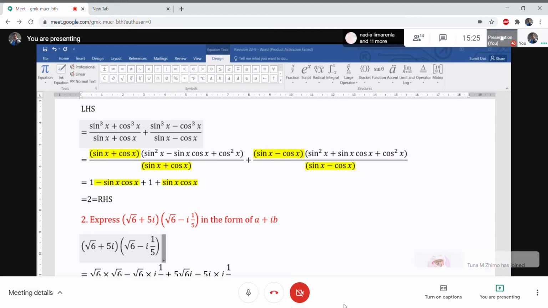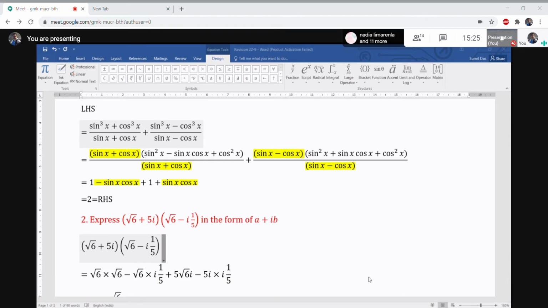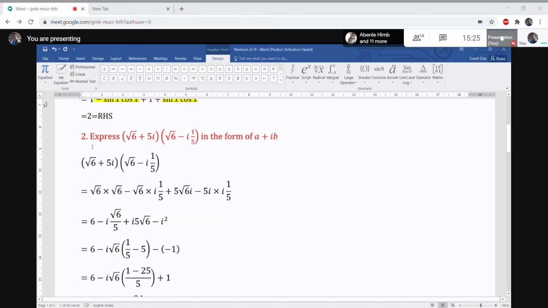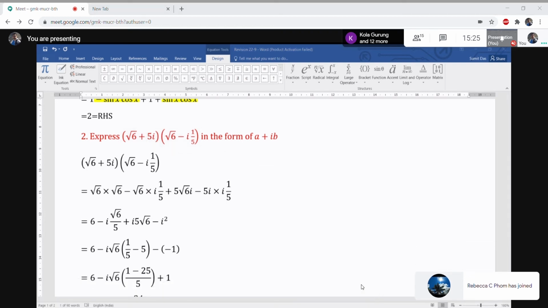In question number 2, you have to express this in a plus ib form. I always tell you that whenever you have to express something, or find the conjugate, modulus or argument, the first thing you have to do is simplify the complex number and write it in the form a plus ib. Simplification is so easy, you just have to multiply. This is also a class 9 concept.